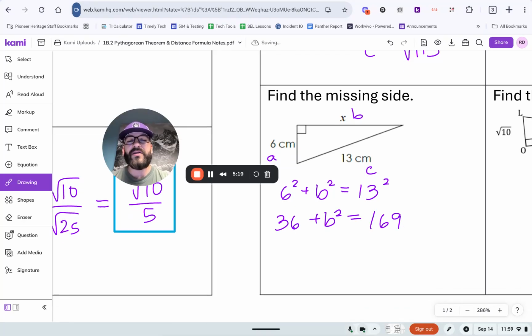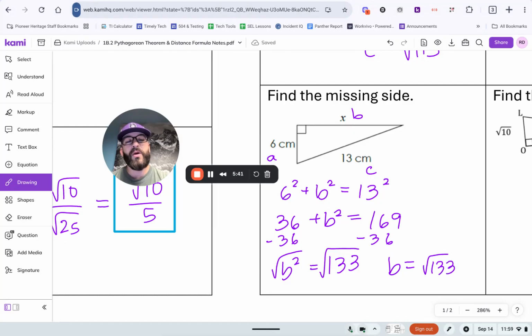And then from here, this time I got to get b squared by itself first. So I can subtract 36 from both sides. And that gives me b squared is equal to 133. Square root both sides. And we get b is equal to the square root of 133.